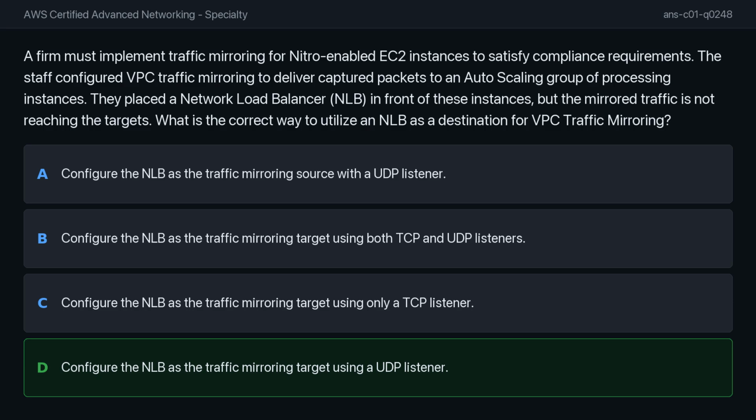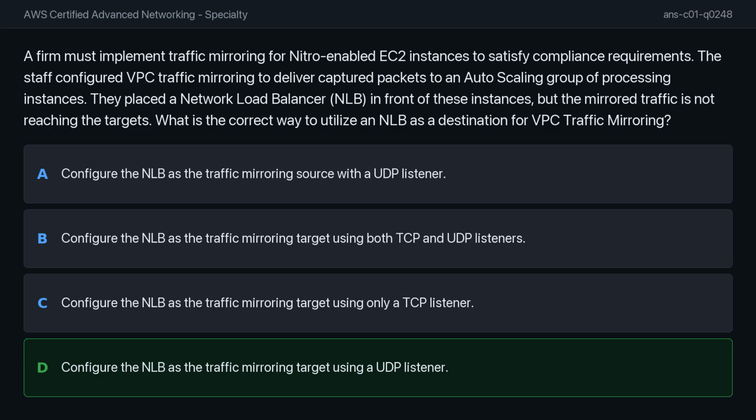Option A is incorrect because the load balancer is acting as the receiving target here, not the source. As for the other choices, option C is incorrect because a standard TCP listener cannot handle the encapsulated UDP mirroring traffic. Option B is also incorrect, as adding a TCP listener is unnecessary and could potentially interfere with the specific flow of the mirroring process.